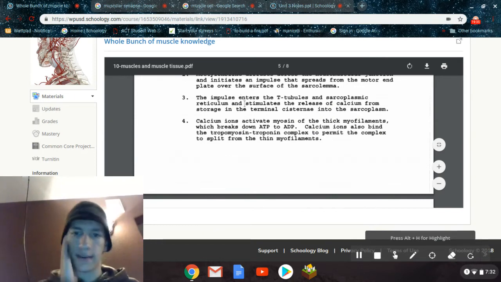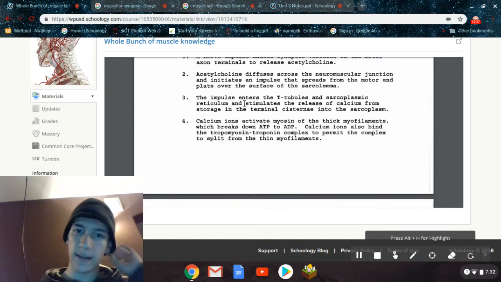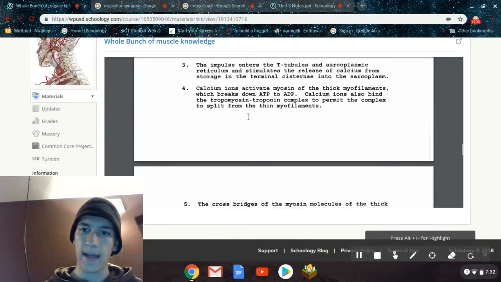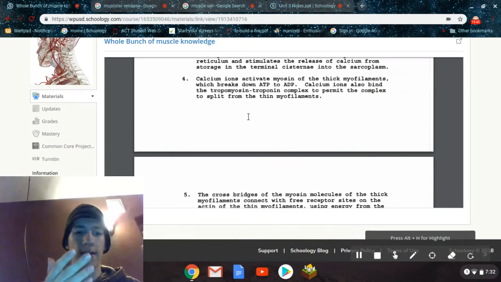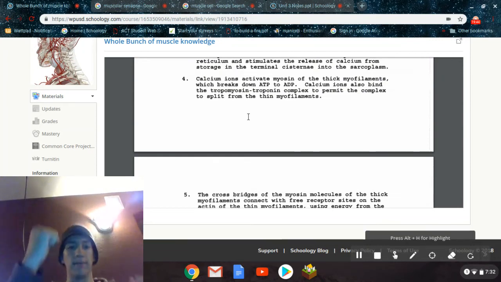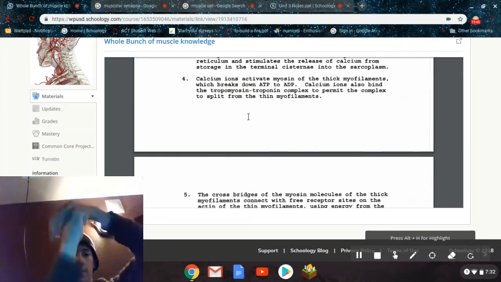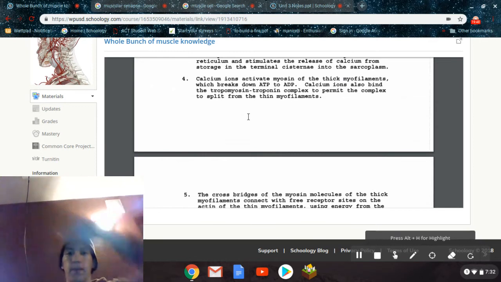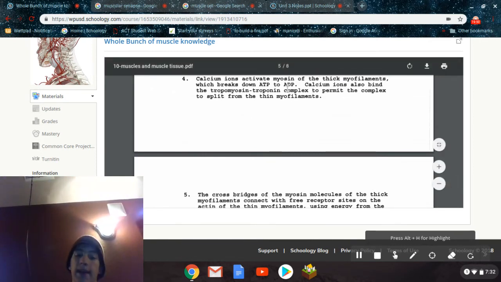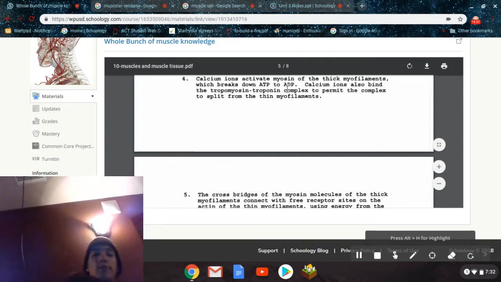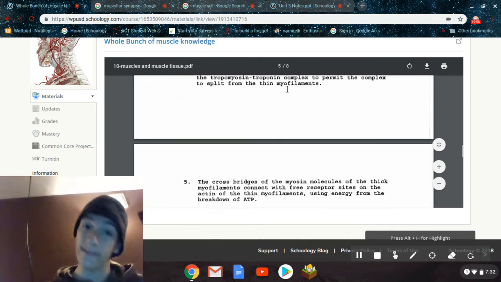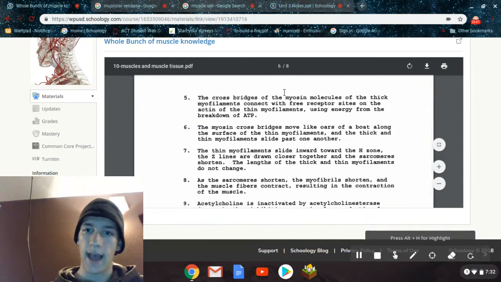It stimulates the release of calcium, and they remove the tropomyosin, which allows the myosin heads to connect to the troponin and move because of all the atmospheric ATP, the ATP that's just around in the sarcolemma. It allows it to move and move and move over and over again, really fast, actually.